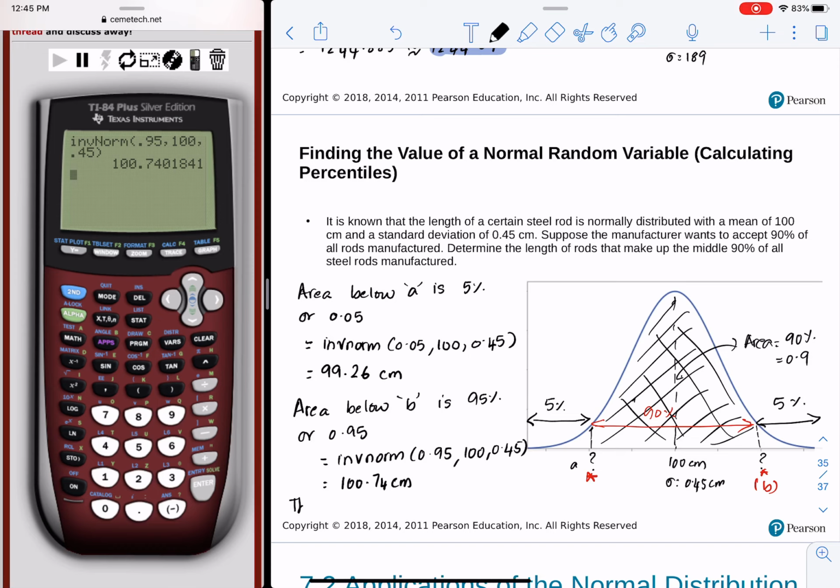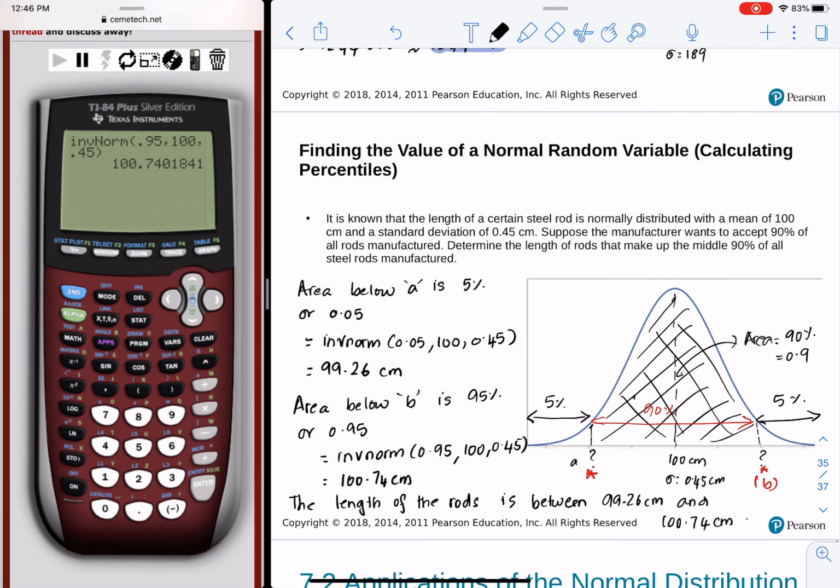So the length of the rods that make up the middle 90% of all steel rods manufactured would be between 99.26 centimeters and 100.74 centimeters. So inverse norm is quite essential with topics such as confidence intervals and hypothesis testing. It is a very, very important concept, so you should understand how to find inverse norm thoroughly.